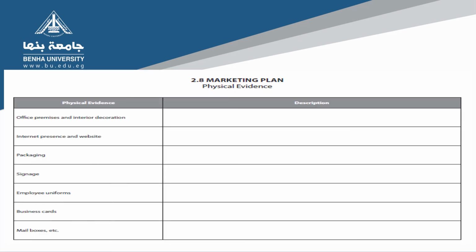Back to your business plan book again, and you will see a table you will use to show the physical evidence of your business that will be used. The table consists of two columns. The first column determines the physical evidence that will be used, and the second column describes each physical evidence that will be used.